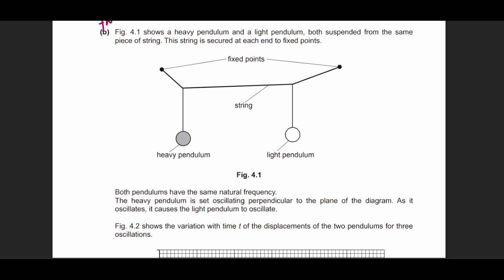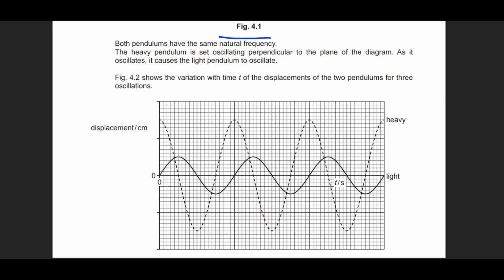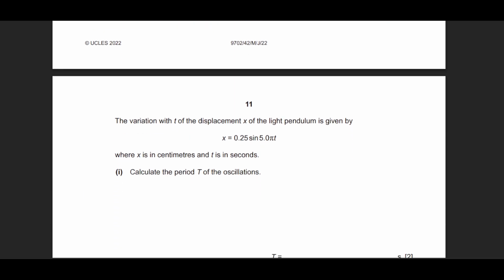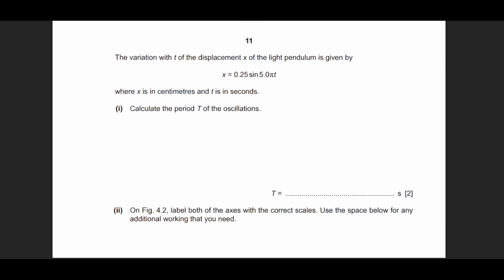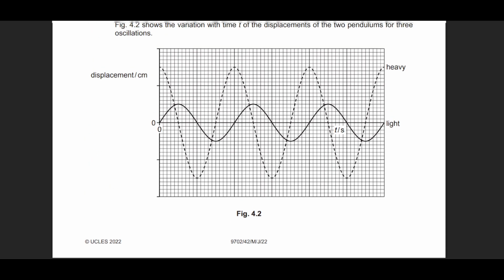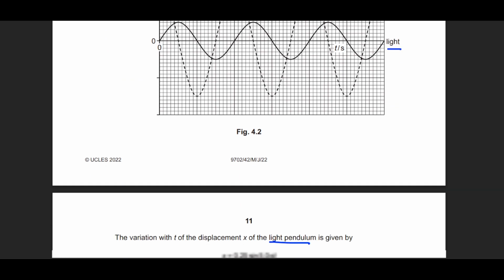Okay, so two pendulums are attached, with the same natural frequency, oscillating perpendicular. So these are the two oscillating pendulums. They have the same frequency. He says this is the equation of the light pendulum. Calculate T of the oscillation. We can simply go back and read the graph for the light one, but we don't have the values.